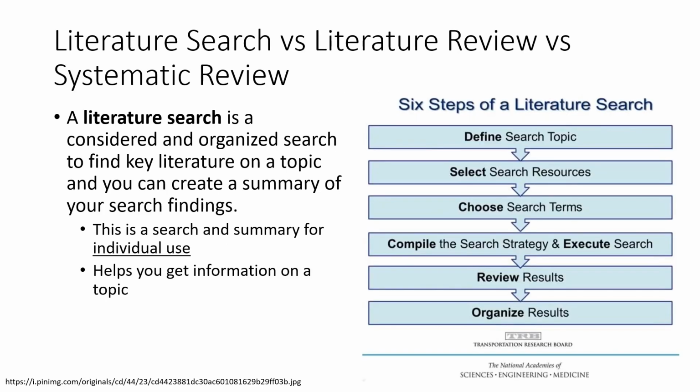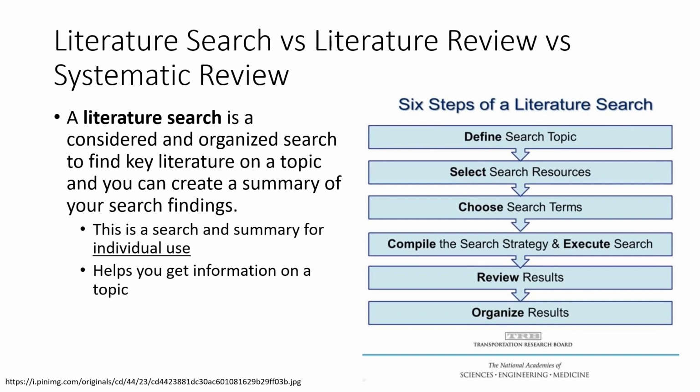So one key thing here is that a literature search is different than a literature review, which is different than a systematic review. And we're going to talk about these all individually. So a literature search is considered an organized search to find key literature on a topic, and you create a summary of those research findings. But the key point here is that this search and summary is for you. It's for your individual use. You're not going to be publishing it to other people. It's going to help guide your study, and it helps you get information on the topic.